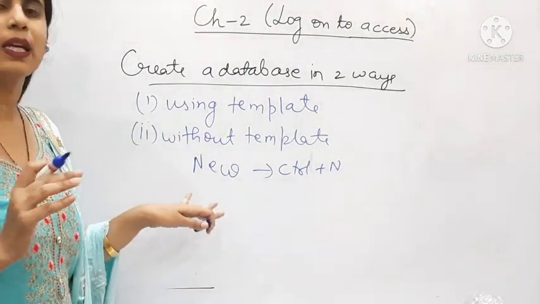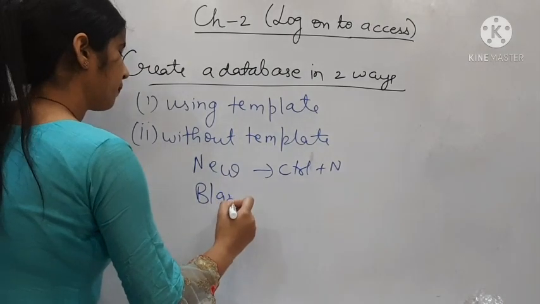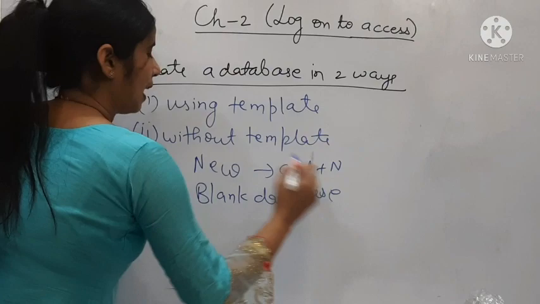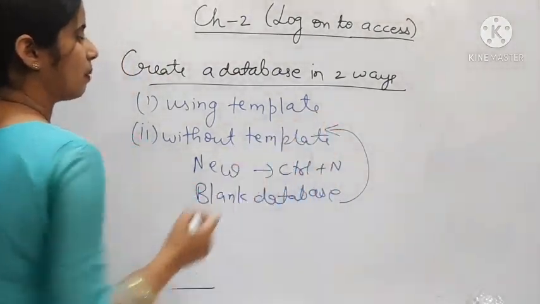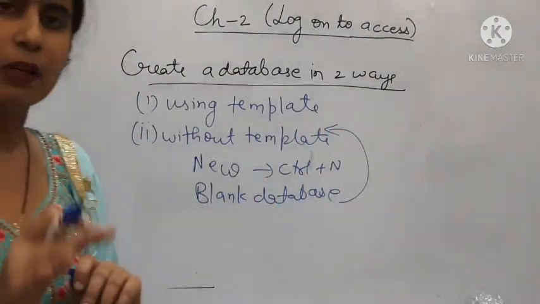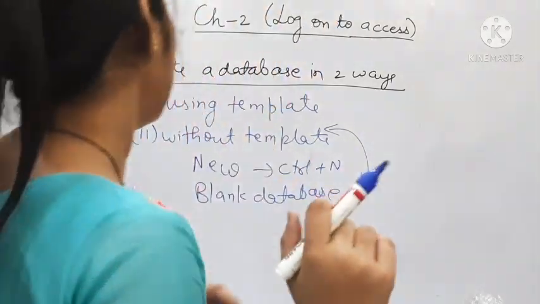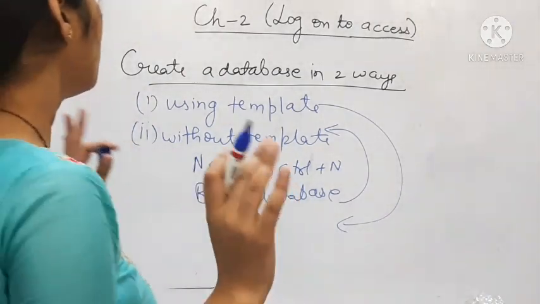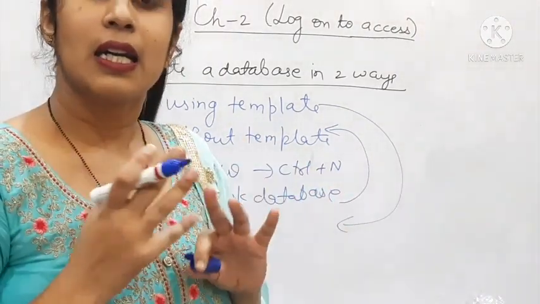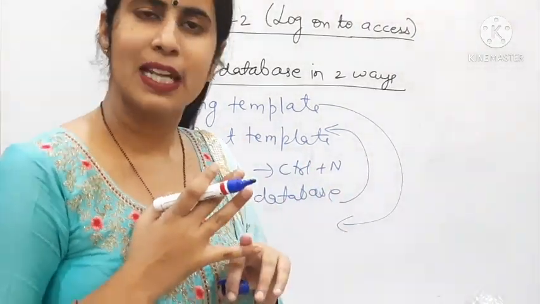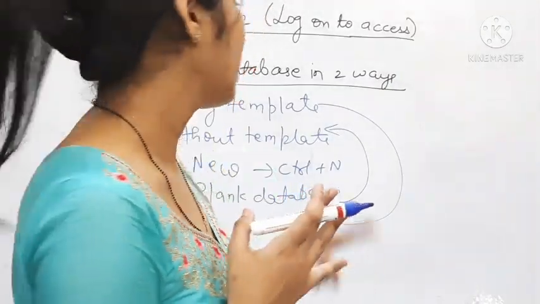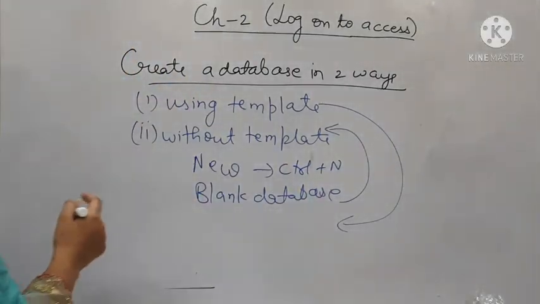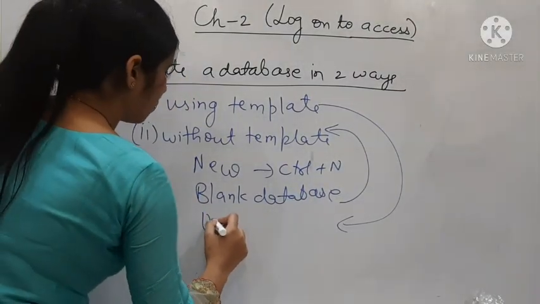First, it will show me a blank database. What will it show me? A blank database. And the blank database is without a template. What is a blank database? The blank database is without a template. Next is using a template. If we are creating a database with the help of a template, we have to choose the database template.